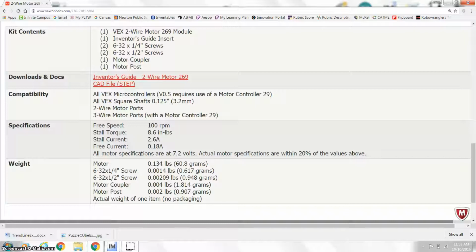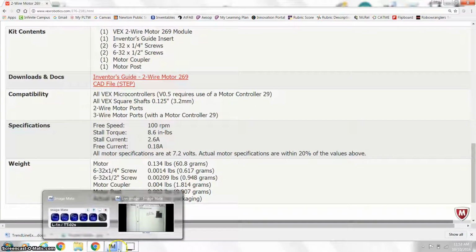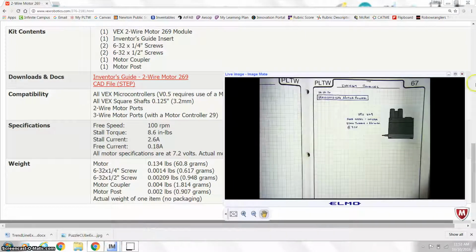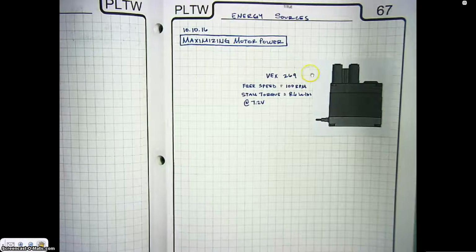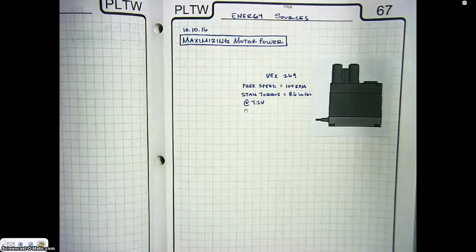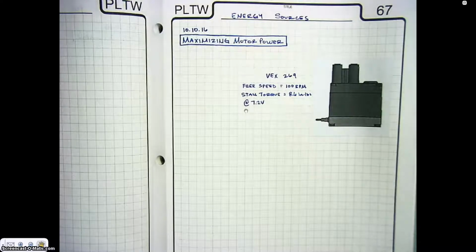The other thing that we need to note at the bottom is that motor specs are at 7.2 volts. So I'm going to put at 7.2 volts, and we know that those numbers come from 7.2 volts. So once I have these things written down, a VEX 269 motor, free speed 100 RPM, stall torque 8.6 inch-pounds at 7.2 volts, that's all the information we need.